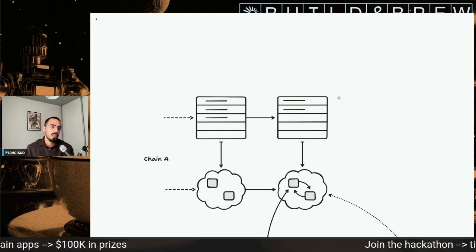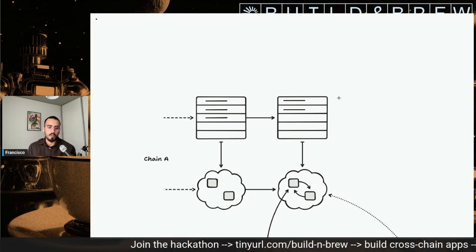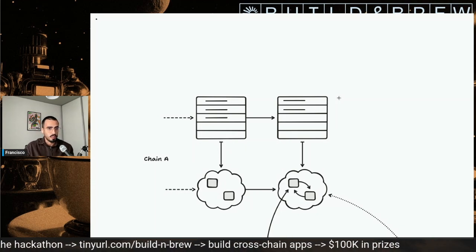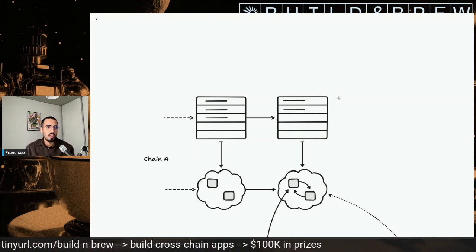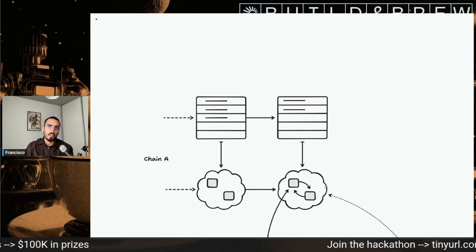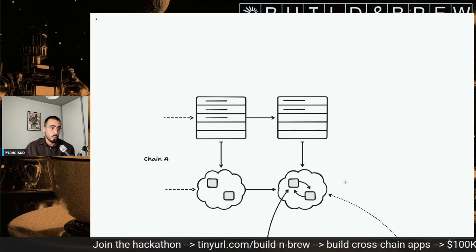So what I thought I would do today is give an overview of what these systems are doing and what makes them complex. The reason why I want to do this is that I was a smart contract developer for many years, and I'm sure many of you are as well.